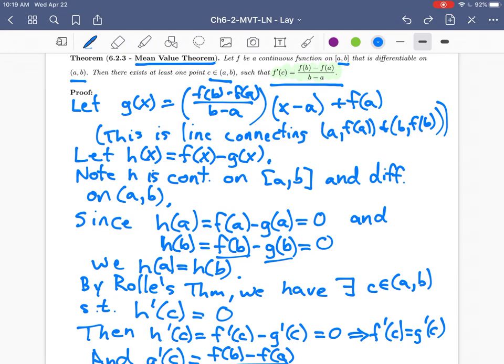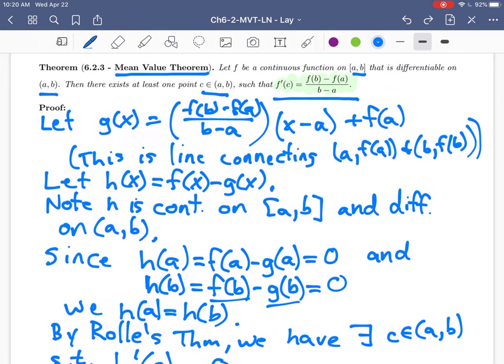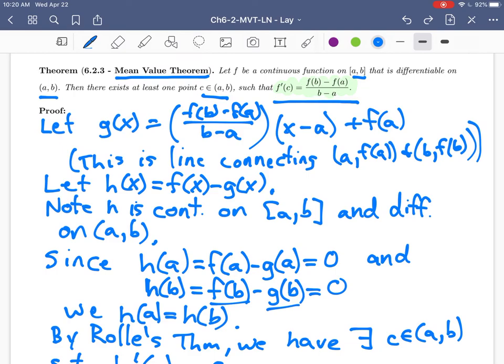Even though that seems like a solid intuition, it being a consequence, we can only think about Rolle's theorem being a corollary of this if you can prove this independent of Rolle's theorem.